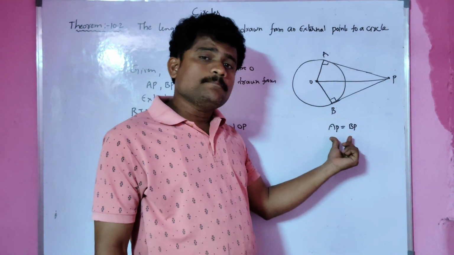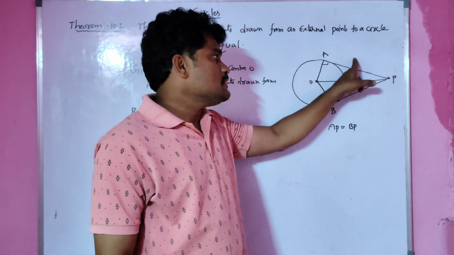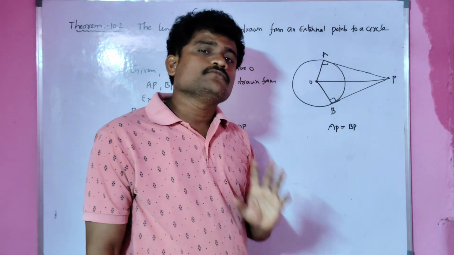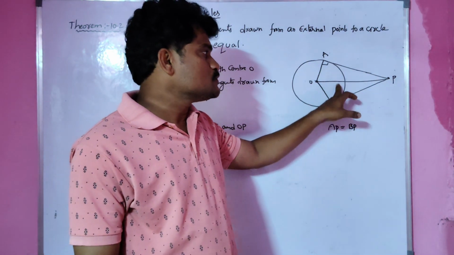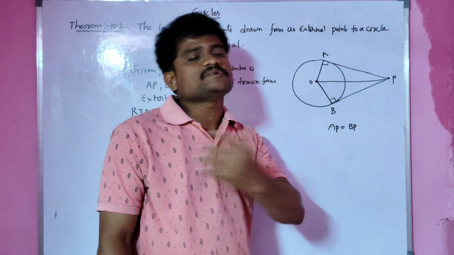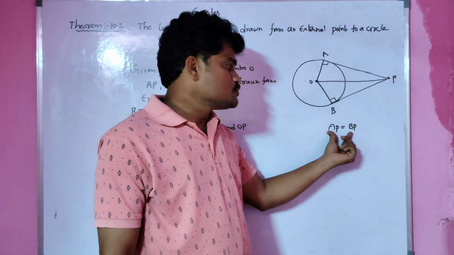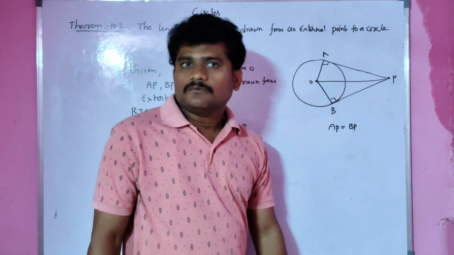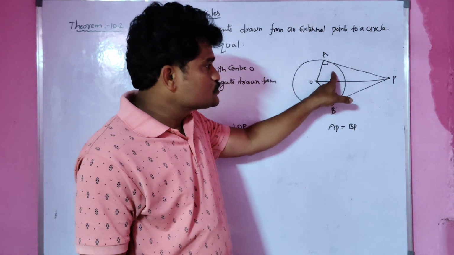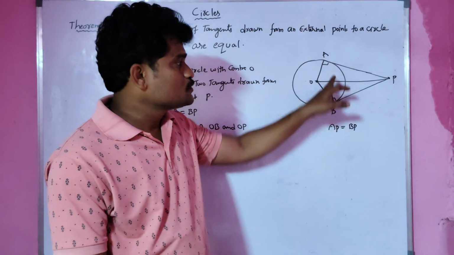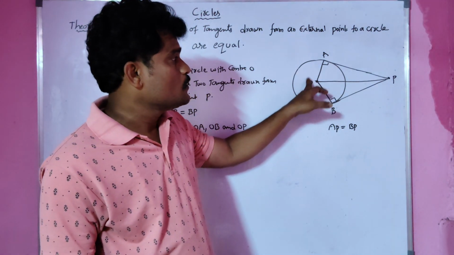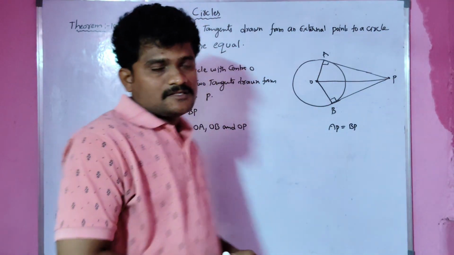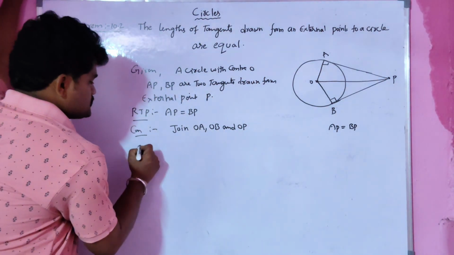If you have to prove AP is equal to PB, these AP and PB are in these two triangles. That means if you prove these two triangles are congruent, by CPCT we can take these two values as equal, AP is equal to BP. Now we are going to prove these two triangles are congruent. What are the two triangles? One triangle is OAP, another triangle is OBP.